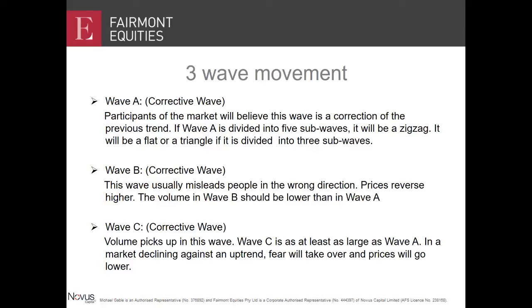When we talk about waves A, B and C, we're looking at a corrective movement against that. So with a 3-wave corrective movement, we start off with wave A. So this is where the market believes that this wave is a correction of the previous trend, and often it can be divided into 5 smaller waves itself. And then it comes back with wave B, and this makes people believe that the stock's heading in the wrong direction. And then in wave C, volume starts to pick up again. Wave C is in the direction of wave A. So we'll just show some practical examples.